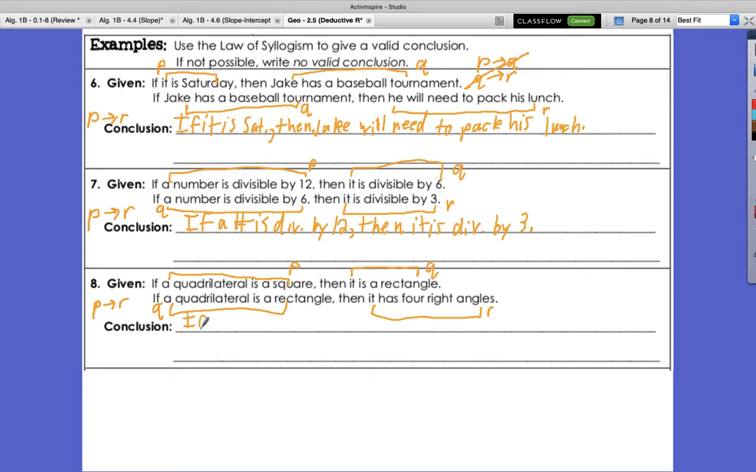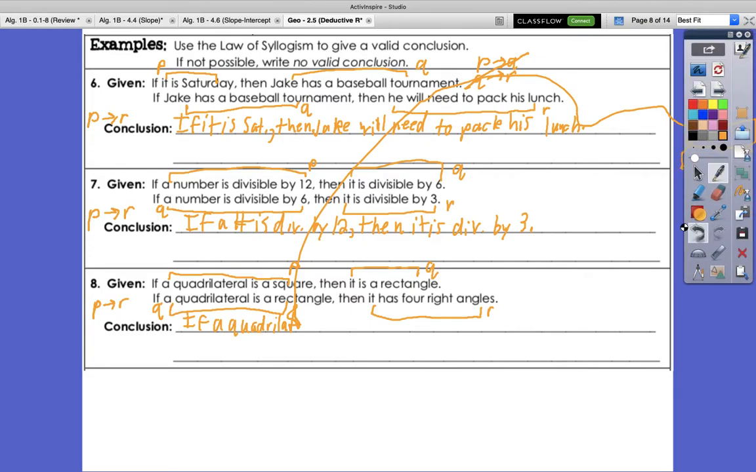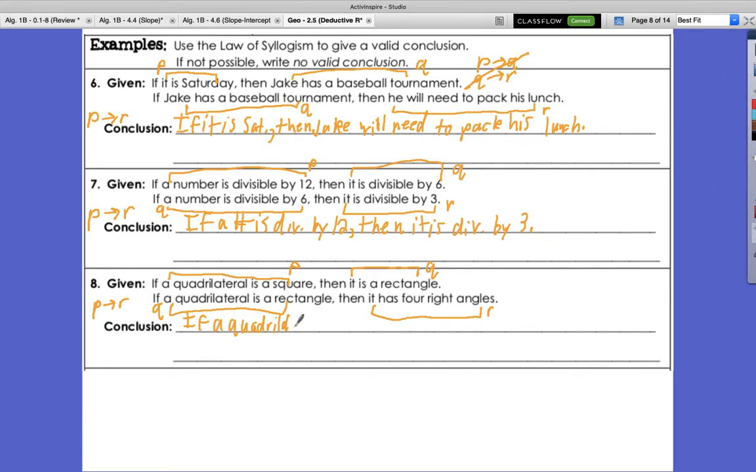So if a quadrilateral... I don't know what happened there. Alright, let's undo that part. There we go. If a quadrilateral is a square, then it has 4 right angles.